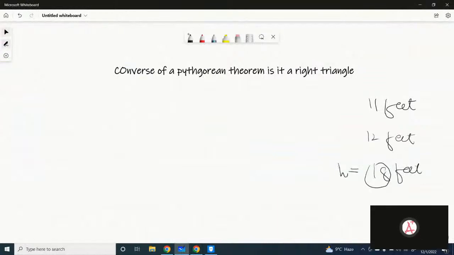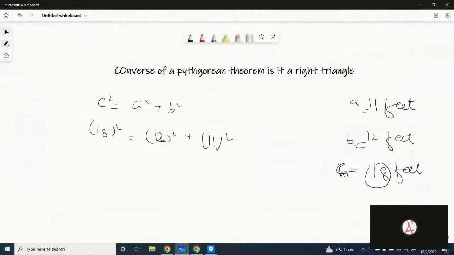So hypotenuse equals 18. And you can name the other ones either A or B, no matter which side is A and which is B, because you have to calculate the sum of A and B. So it would be C square equals A square plus B square. C is 18 square, A is 12 square, and B is 11 square.